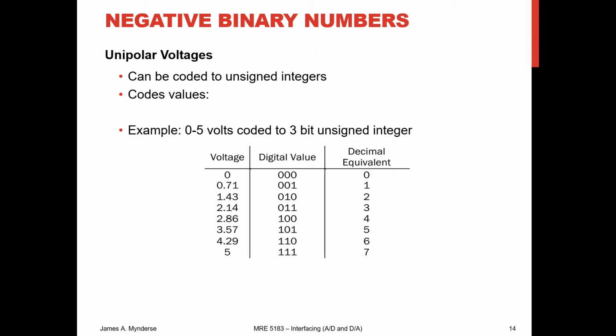So the first one is unipolar. Unipolar just says there will be no negative numbers. I will never allow negative numbers. In that case, we're only going to have code values between 0 and 2 to the n minus 1, n being the number of bits. For instance, I might have a voltage range between 0 and 5, kind of like your Arduino. And that might get mapped to digital values between 0 and 111.